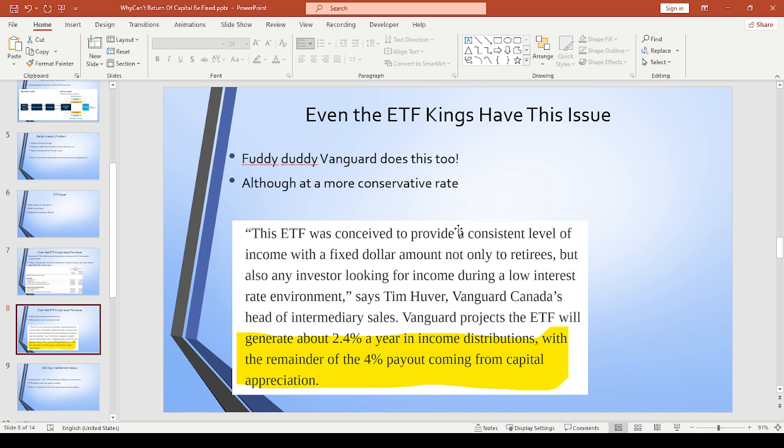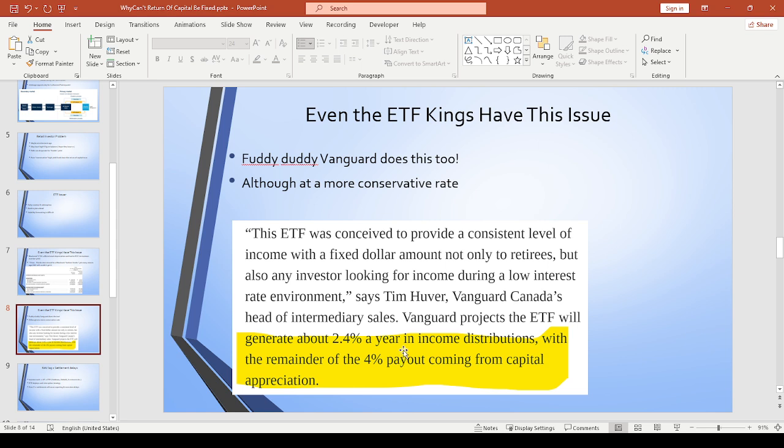And another ETF king. This was a little bit surprising too. So I found this article, and of course this is shared with you in the description below. So even the fuddy-duddy Vanguard has this problem as well, although I would say the return on capital is probably at a more conservative rate. According to this, Vanguard's Canada division had one of their ETFs only able to generate 2.4% a year in income distributions, with the remainder of the 4% payout coming from capital appreciation.